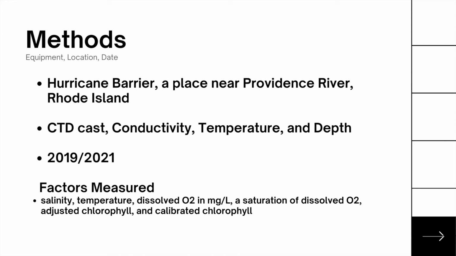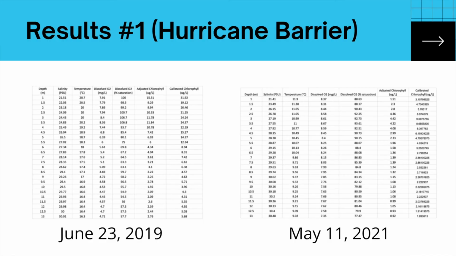Then, after a few minutes, the CTD cast was connected to the device, which interpreted the collected data to generate various factors including salinity, temperature, dissolved O2 in milligrams per liter, saturation of dissolved O2, adjusted chlorophyll, and calibrated chlorophyll. These are the data from each site in 2019 and 2021.